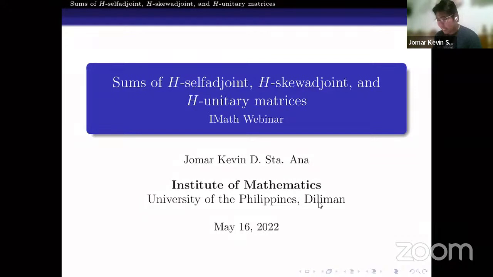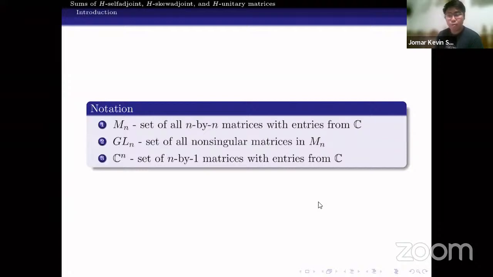I am Jomar Kevin Santa Ana, and today I will present some parts of my MS thesis, and the title of my presentation is The Sums of H self-adjoint, H skew-adjoint, and H unitary matrices. Okay, so we start with notation. We denote by Mn the set of all n by n matrices with entries from the field of complex numbers C. We denote by GLn the set of all non-singular matrices in Mn, and by C to the n, or just Cn, the set of n by 1 matrices with entries from C.